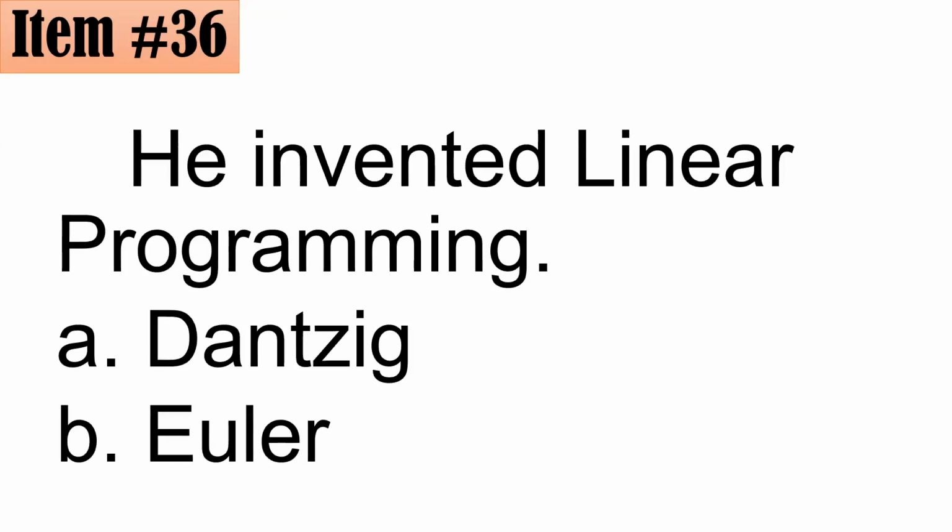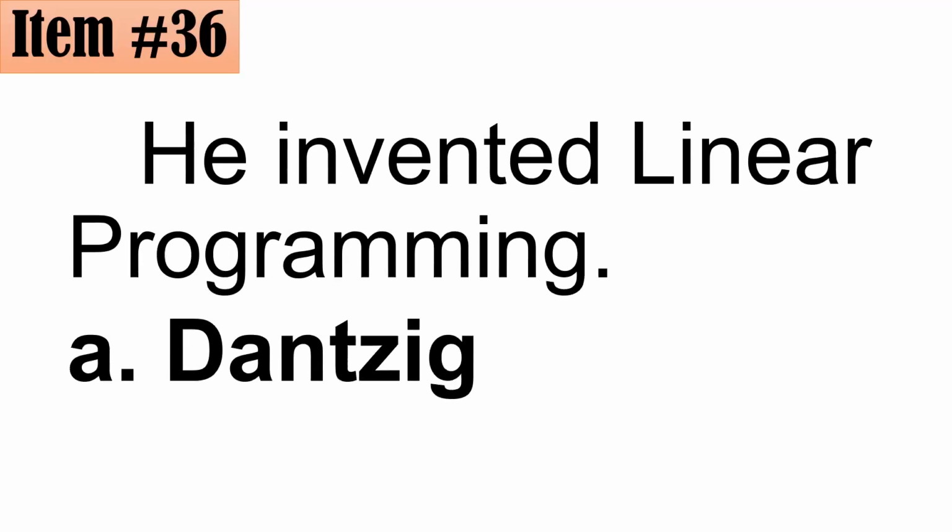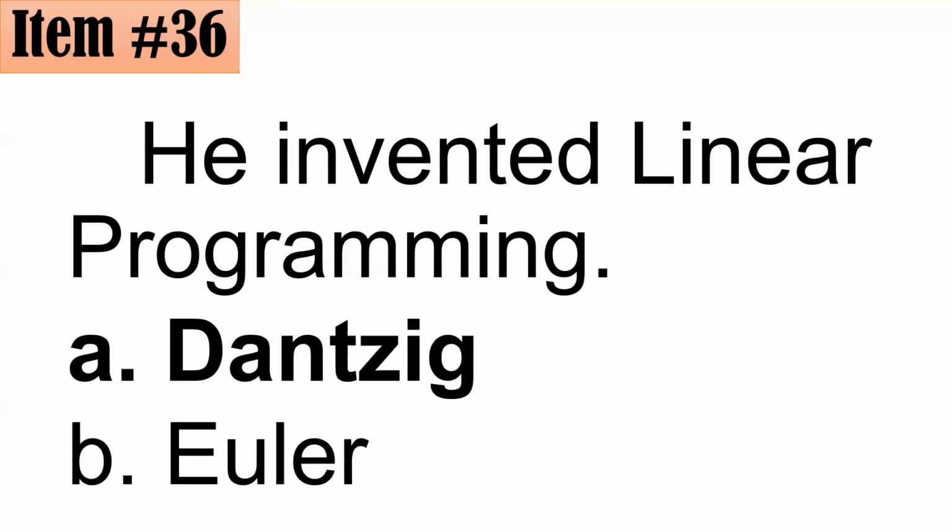36. He invented linear programming. Who is this? Is it A, George Dantzig, or is it Euler? Okay, A it is. If you answered Dantzig, you are actually correct. George Dantzig invented linear programming, and he is a distinguished professor of a certain university. Whereas Euler is one of the most prolific mathematicians of all time. Letter A.